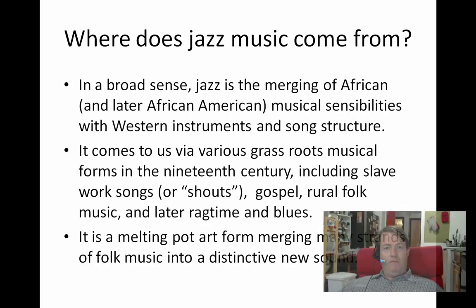Where does jazz music come from? Well, we've already touched on this a little bit. In a broad sense, jazz, as I said, is the merging of African and later African American sensibilities with Western instruments and song structures. A pop song based on Western folk music, involving three verses and three choruses, what we today would call pop music, essentially, was adopted by some African Americans who were playing for audiences in traveling shows, minstrel shows, oftentimes, and that started to be called jazz, especially when it involved brass instruments.